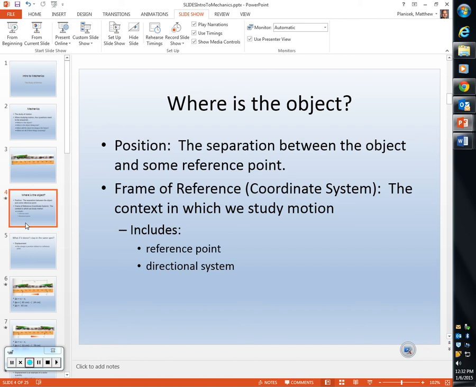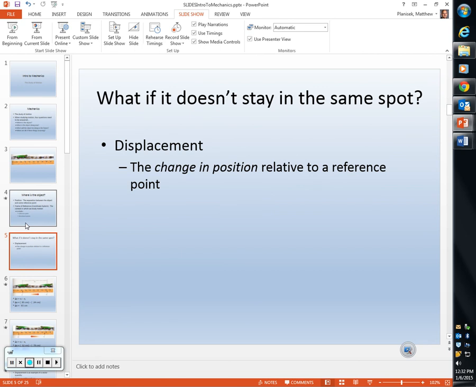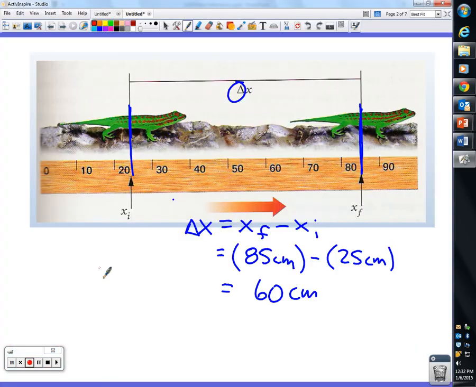We said that describing the position of an object is great until what happens? Until it moves. And so now we have to describe the movement or the change in position. And yesterday we talked about, we call that displacement, the change in position. And yesterday, I believe, we talked about this iguana, right? As he moved from one location to another, okay?